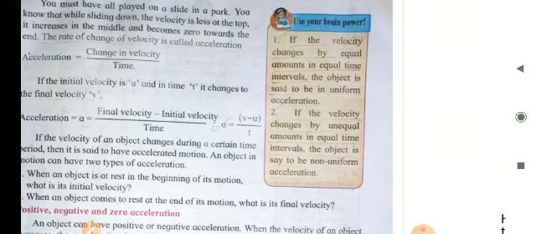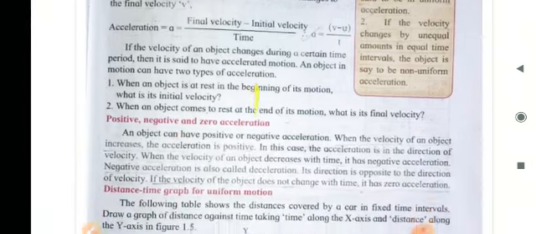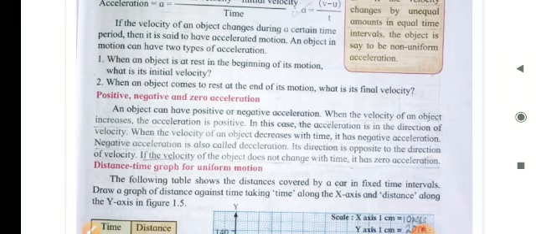Now let us go to the concept of positive, negative and zero acceleration. An object can have positive or negative acceleration. When the velocity of an object increases, the acceleration is positive. In this case, the acceleration is in the direction of velocity.